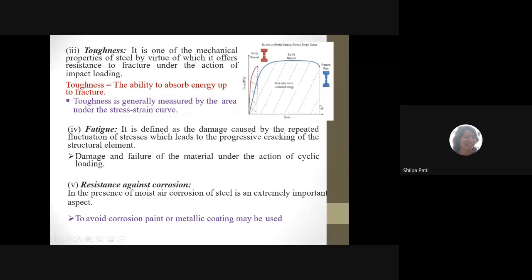It is normally represented by the area under the stress strain curve. Consider this diagram, a stress strain curve for two different materials. One is a brittle material. You can see its failure is much earlier compared to the second, ductile material. Its stress value is lower and its strain value is much lower because it does not have ductility, so it fails suddenly in a brittle manner. The area of this curve is very small, so obviously the toughness of that material is also small.